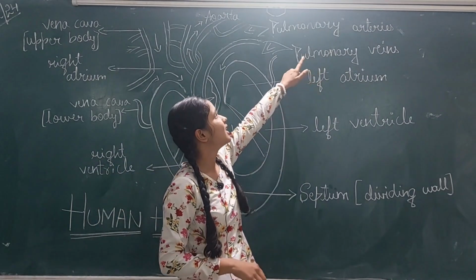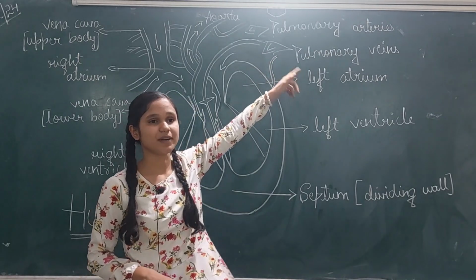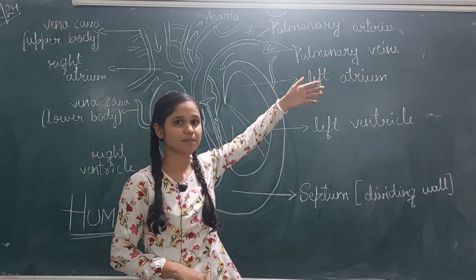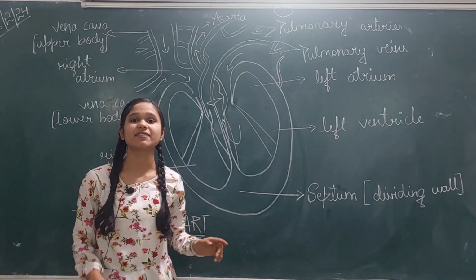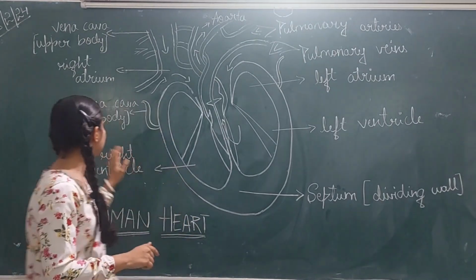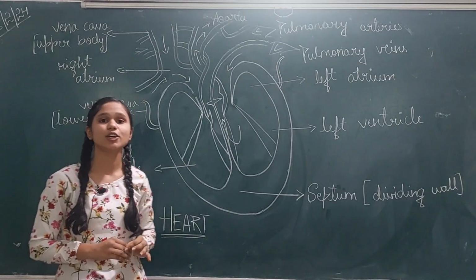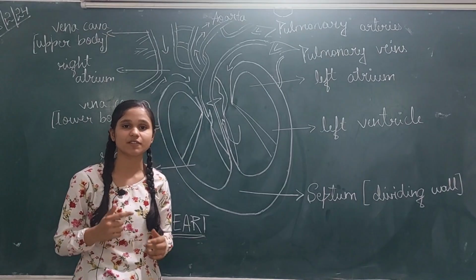Pulmonary veins. They collect the oxygenated blood brought from the lungs. Vena cava from the upper body. It collects the deoxygenated blood from the upper parts of the body. Vena cava from the lower body. It collects the deoxygenated blood from the lower parts of the body.